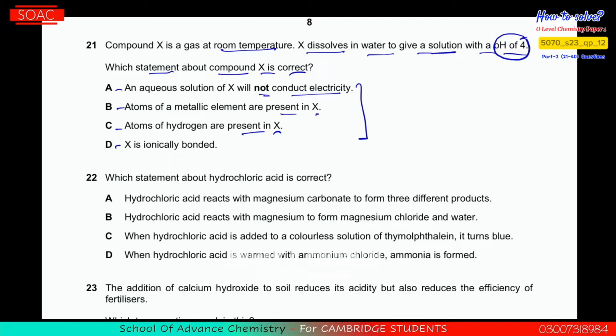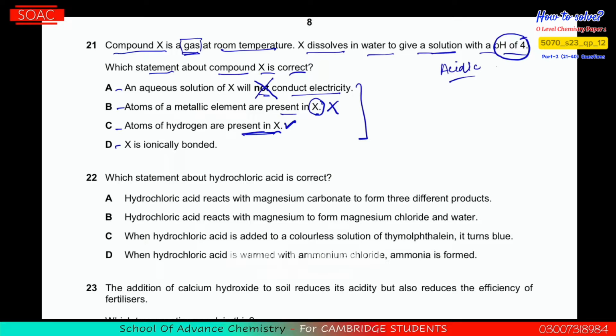First of all, the pH of the solution is equal to 4. It means that this solution is an acidic solution, and an acidic solution conducts electricity. So the first option is the wrong option. B, atoms of metallic elements are present in X. Compound X is a gas at room temperature and metallic compounds are never in the form of gas at room temperature. So it's wrong.